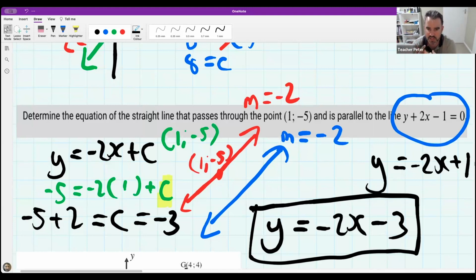The other thing that we looked at was that parallel lines have the same gradient. And so sometimes if they give you a line that is parallel to another one, you can almost piggyback and steal the gradient from the one line and use it to find the equation of the other. And so that's the main idea that we focused on.